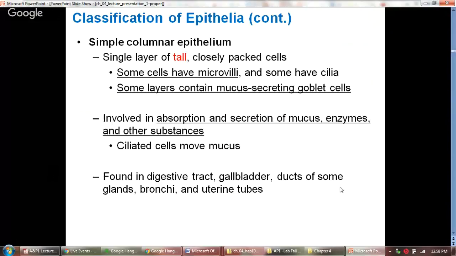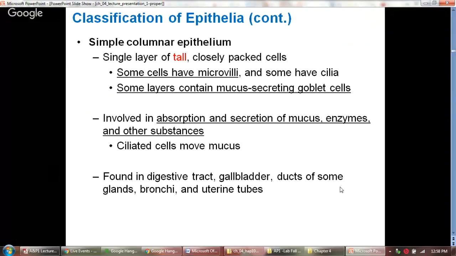The simple columnar, on the other hand, is a single layer of tall, closely packed cells, and some cells have microvilli and some have cilia on their apical surfaces. Some layers also contain specialized cells called mucus-secreting goblet cells, and especially you see them in intestinal epithelia. They are involved in the absorption and secretion of mucus, enzymes, and other substances. The ciliated cells move the mucus along their apical surfaces.